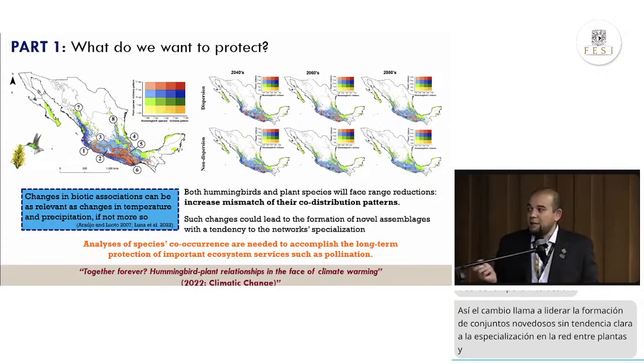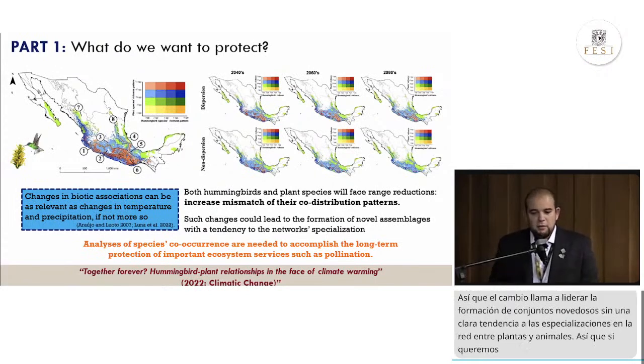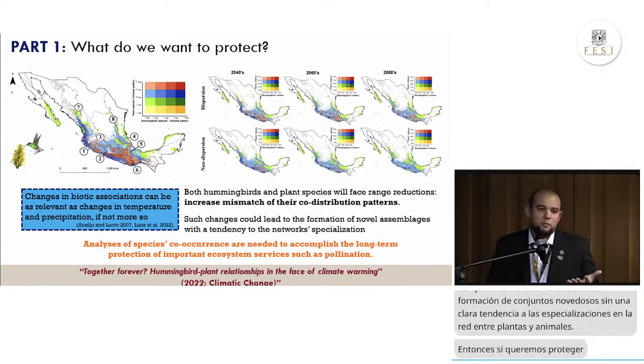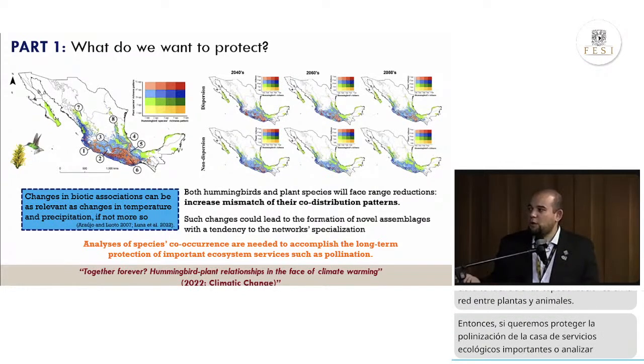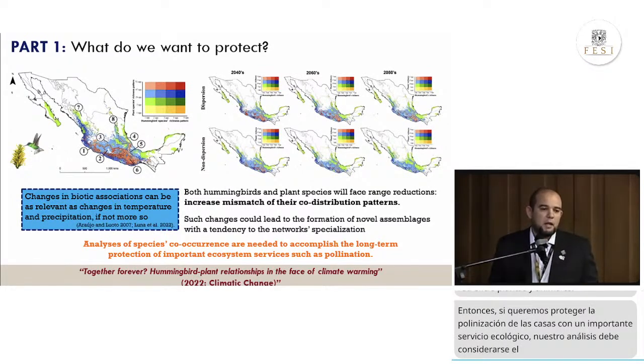So if we want to protect important ecological services such as pollination, our analysis must consider the co-occurrence pattern between species.